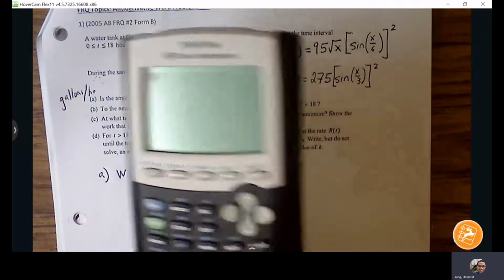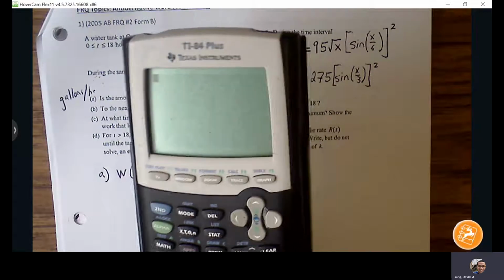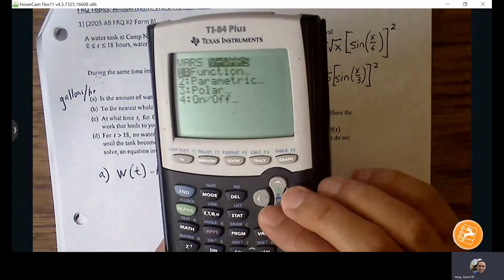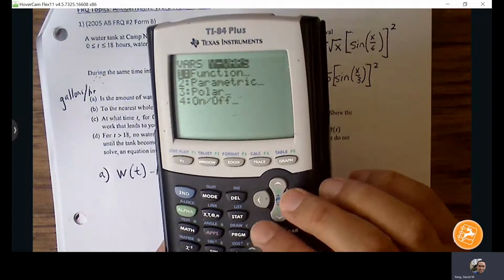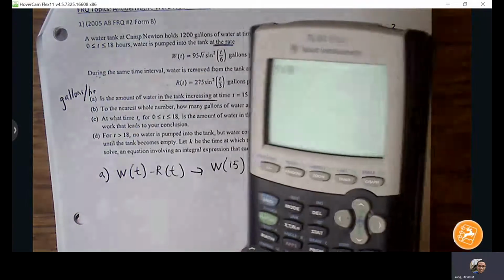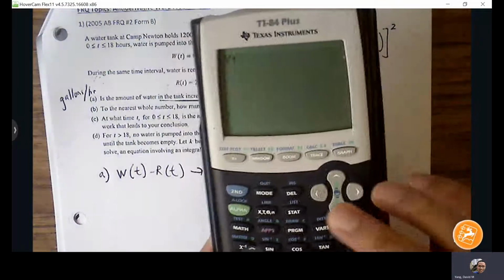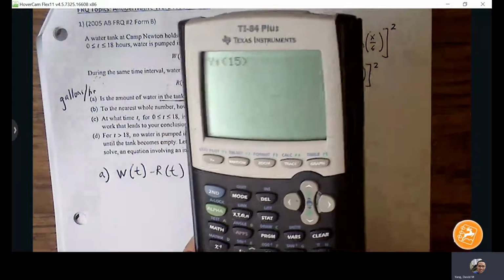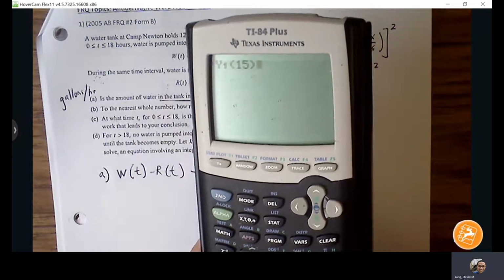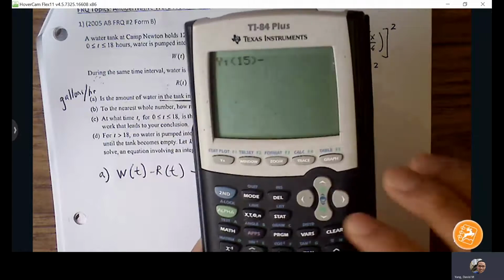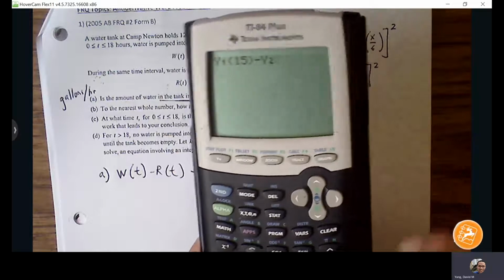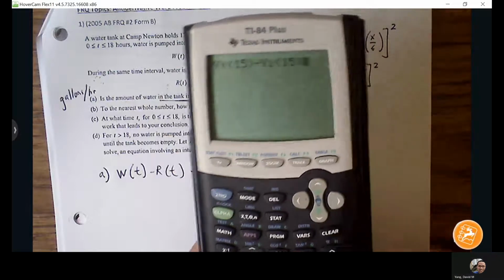So if you look on the board there, VARS, Y-VARS, function Y1, that will allow you to call or find that function Y1. So VARS, Y-VARS, function Y1, that's holding my W of T. And I'll do parentheses 15, and the calculator is going to enter that 15 in for every variable in my W of T expression. Okay. Minus VARS, Y-VARS, function Y2, 15.